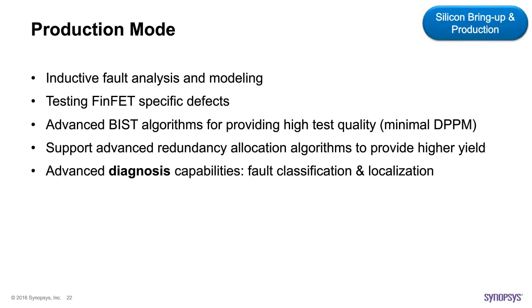So in the production mode, what we do is we do the analysis in advance to understand what kind of failures could happen in manufacturing, in production, such as in the FinFET cases. We have analyzed the FinFET specific defects. I'll come to that in a second, to understand what kind of implications could be there. And accordingly built our BIST engines, BIST algorithms, to have minimum DPPM, that is defect per million, in order to ensure that we have very high quality, especially in these types of automotive applications.